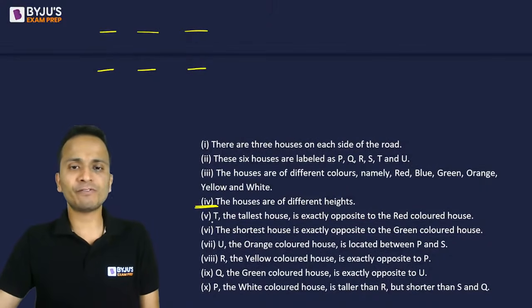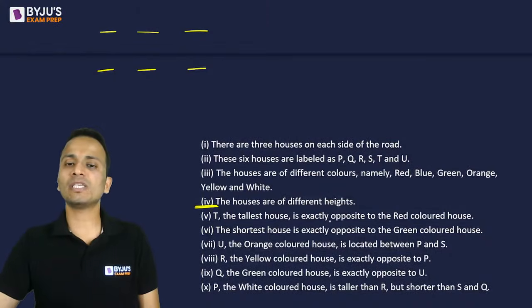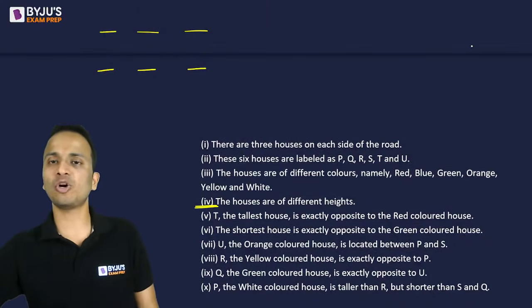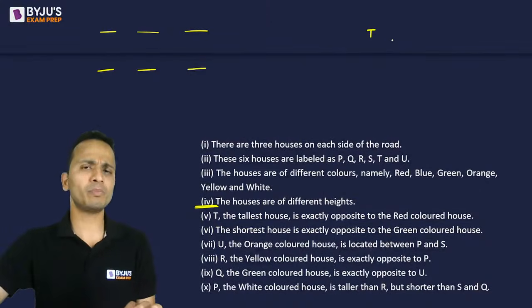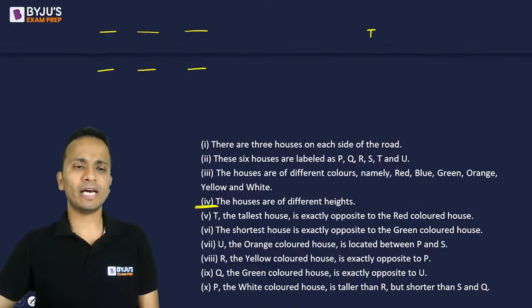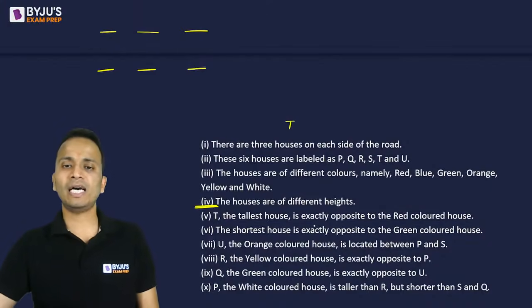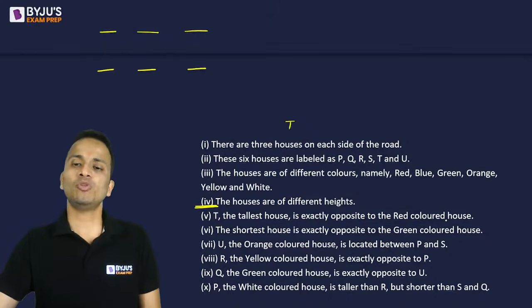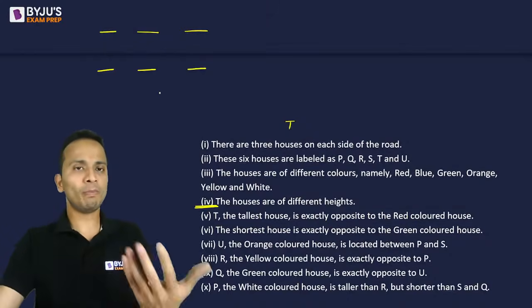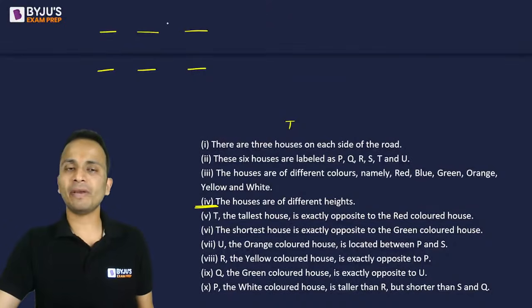Now, starting from the fifth condition, T, the tallest house, is exactly opposite to the red colored house. So T is the tallest house. So I'll write T. So on the right hand side, I will probably arrange them according to their heights. So separately I can arrange them according to their heights as well. So I'll write T, which is the tallest house, and it is exactly opposite to the red colored house. Now I don't know where T and R will come, so I'm not doing anything. I'm leaving it as it is.